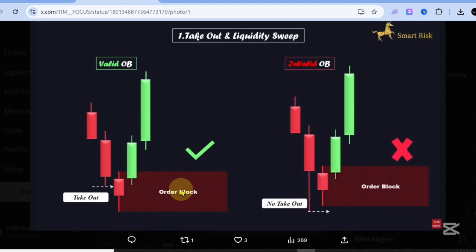And also guys, you must see distance. There should be a gap between the wick of this candle and this candle. You can see there's a gap right here. This wick is longer than the previous one, which means that liquidity has been taken out. And also a good order block must break structure.